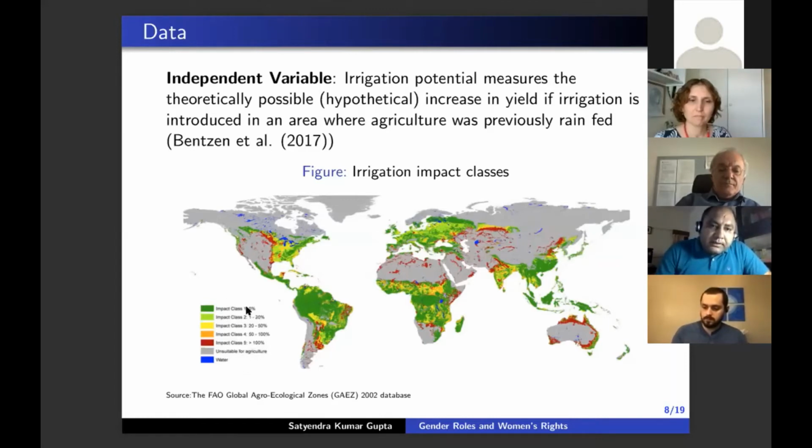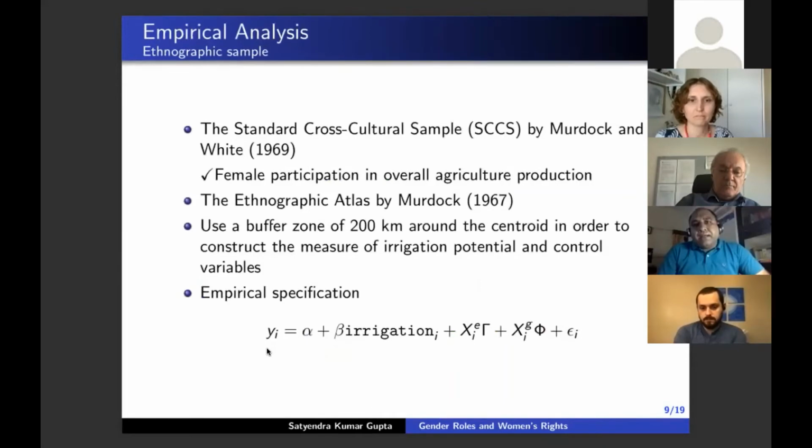Then our empirical specification is simple, where we use the... sorry, there's some noise coming in. Okay, so using this specification, our result shows that irrigation potential indeed has a negative influence on female participation in overall agriculture. That's columns 1 to 4 here.